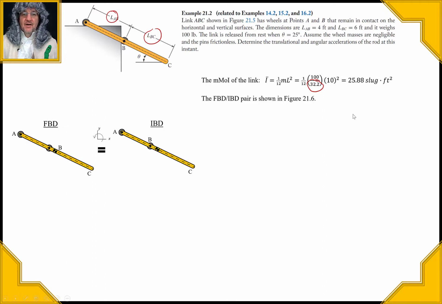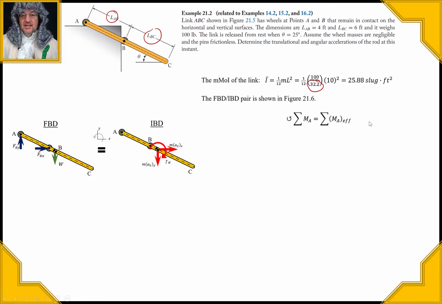Then we do an FBD and IBD of the two bodies right here. And we have the weight. That's really the impetus making the thing go down. We also have the reaction force at A, and a reaction force at B. Now, we're going to say that it's going to accelerate in that direction, we're assuming it's going to the right. We'll just make that assumption. And I'm pretty sure it's going to be going downwards at the center of gravity. And then there's also an angular acceleration going clockwise.